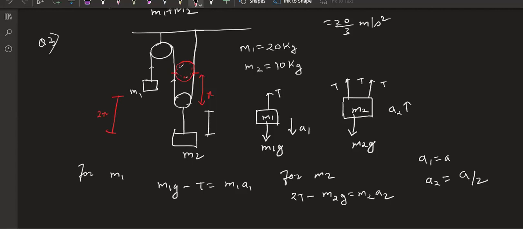Everyone is getting this concept? Okay, very good. Now try to find the expression. What would be the value of the expression? Okay, everyone, I'm giving you 2 minutes. Try to find the value of acceleration. Take 2 minutes, everyone.